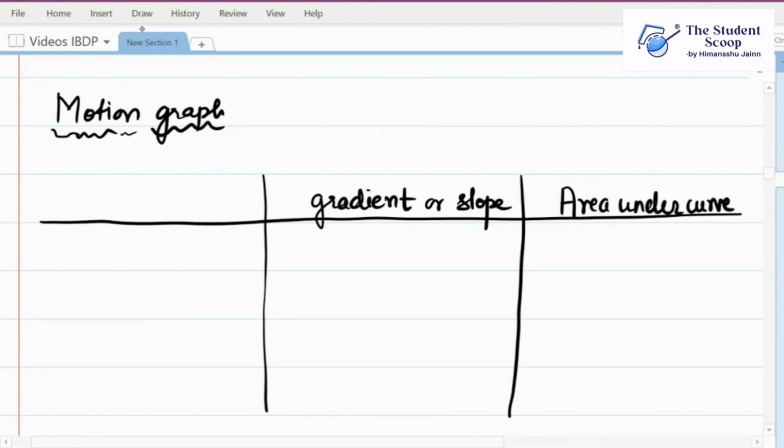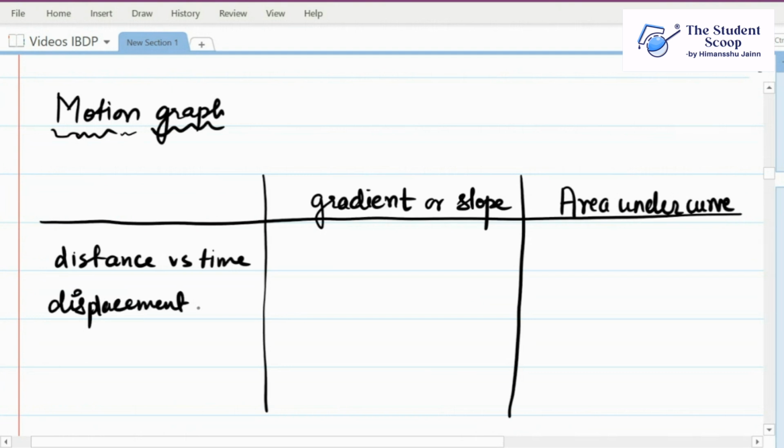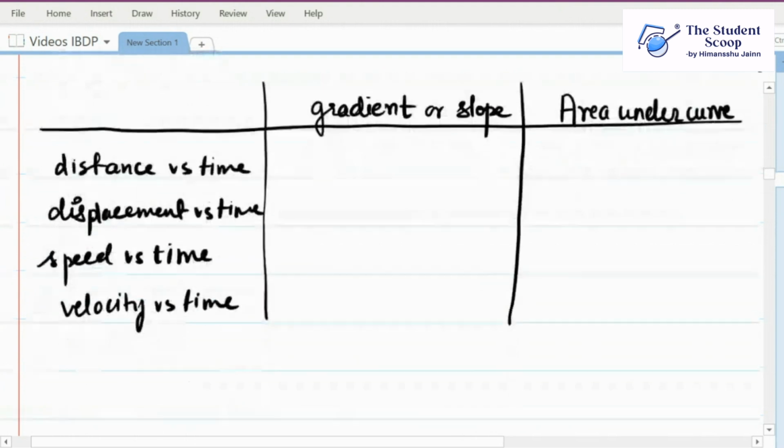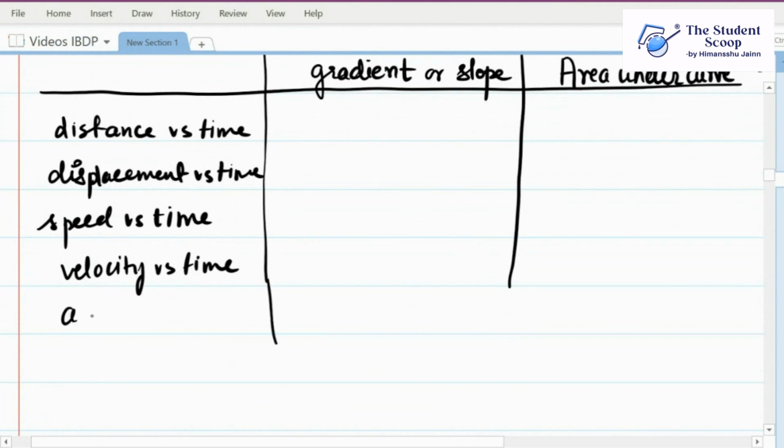When we have this table, it is easier for us to remember what different quantities we can find from the graph. We will see different graphs, for example a distance versus time graph, a displacement versus time graph, a speed versus time graph, a velocity versus time graph, and an acceleration versus time graph. So what are those quantities? The gradient of a distance versus time graph will give you speed, while the area under the curve gives you nothing.